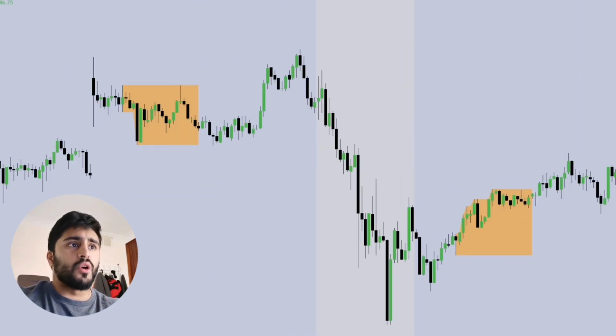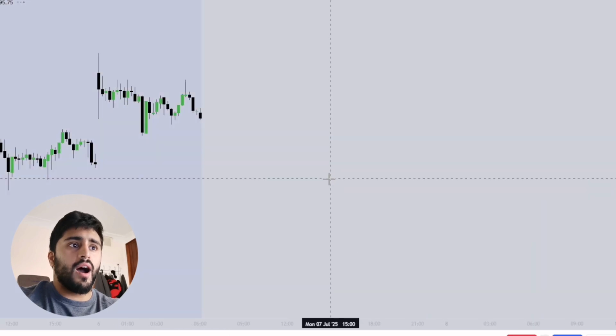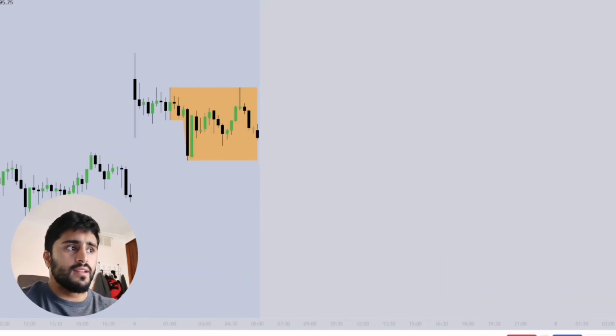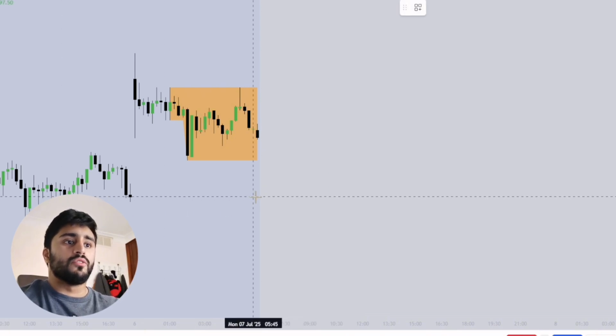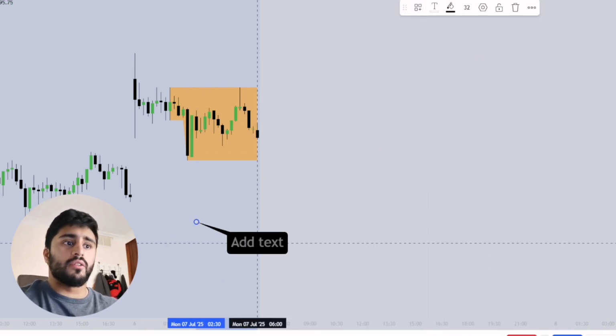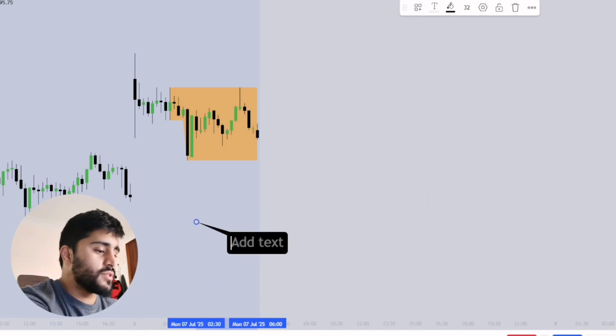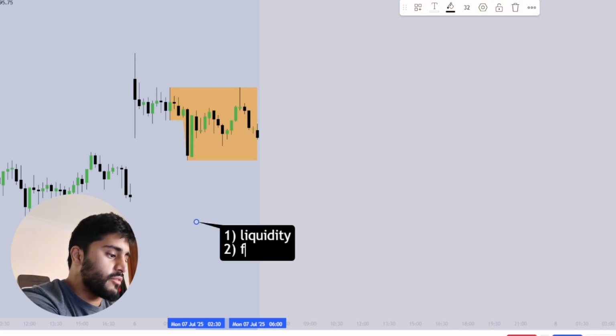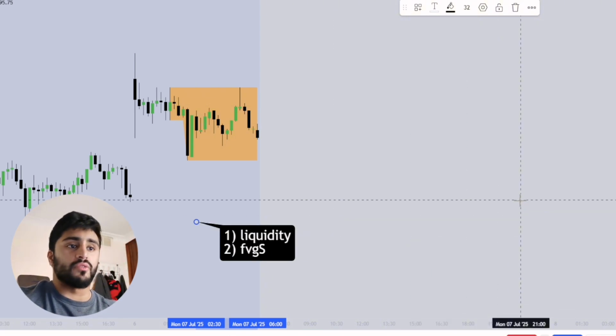For those traders who don't know, the way that I form a key level, I'm typically looking at two things. I'm looking at liquidity and I'm looking at fair value gaps. Those are the two things that I'm looking for, right? When it comes to choosing a key level, I'm looking for liquidity, right? If I can spell that. So I'm looking for liquidity and I'm looking for fair value gaps, right? FVGs or fair value gaps.